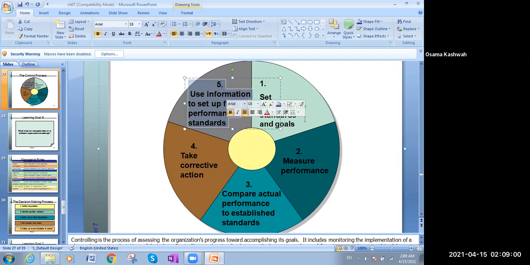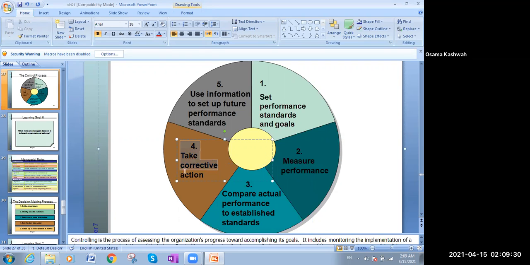I will study today 4 hours. This is my standard. Measure performance. At the end of the day, I counted. I found that I studied only 2 hours instead of 4 hours as I put in the plan or the standard. Third, I will compare them. 4 hours is the standard, 2 hours is the actual performance of my study. I studied only 2 hours instead of four.